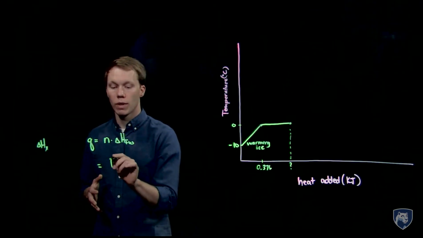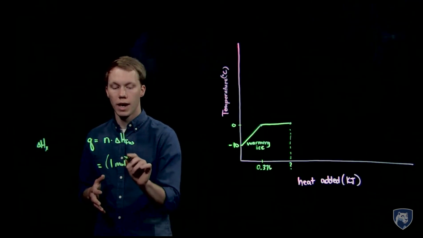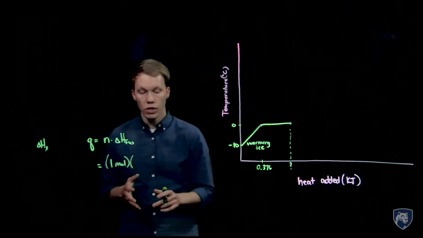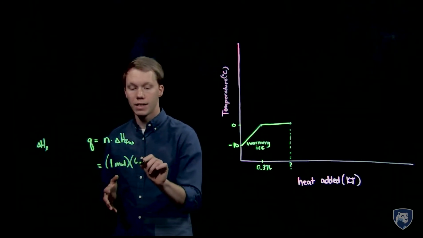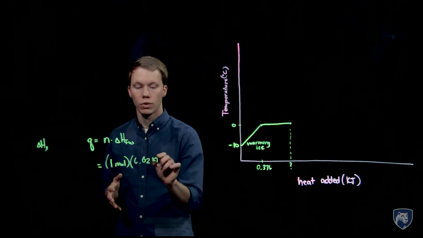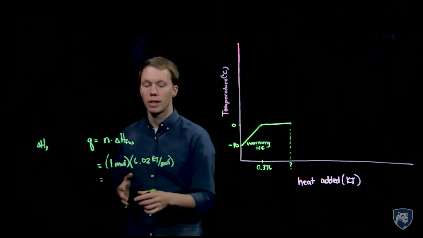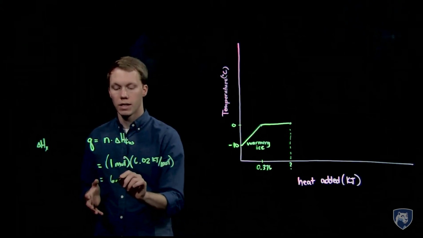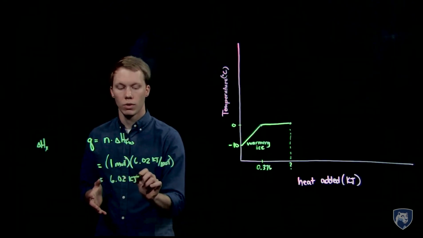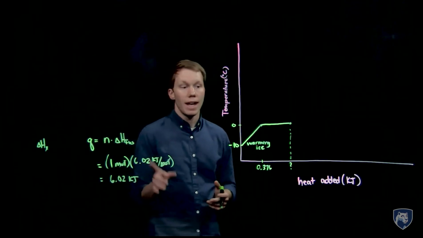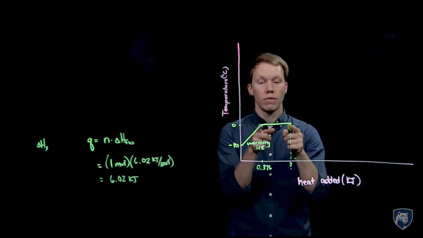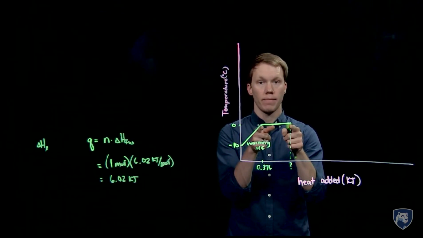So we said we were working with 1 mole of water, and the delta H fusion for ice is 6.02 kilojoules per mole. So my mole units cancel. I will be left with kilojoules. I get 6.02 kilojoules of energy. And so that would be how much is required to go from here to here.